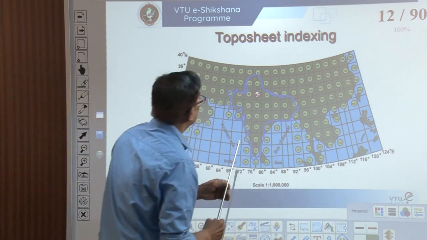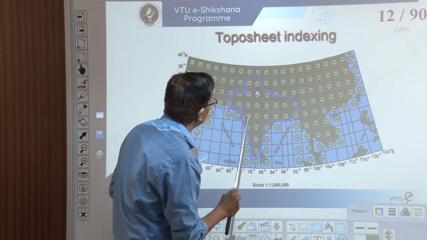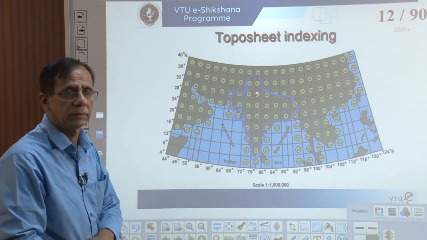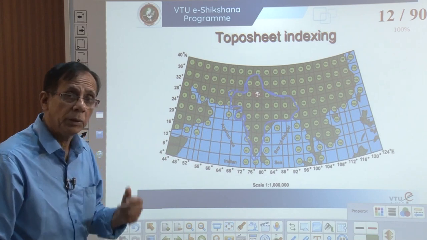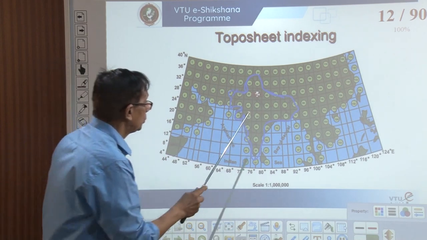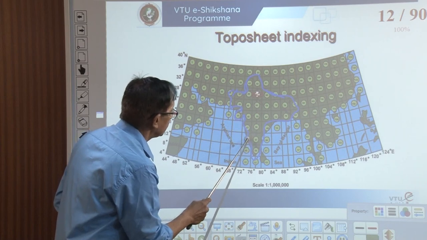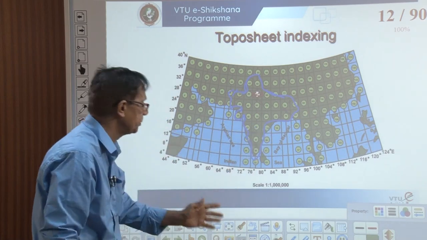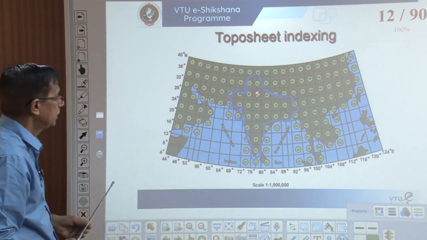So, these are the numbers, 54, 42, like this. If I am interested in buying a topo sheet, first I go to this, Karnataka, somewhere here. What is this number? This number is very important first.